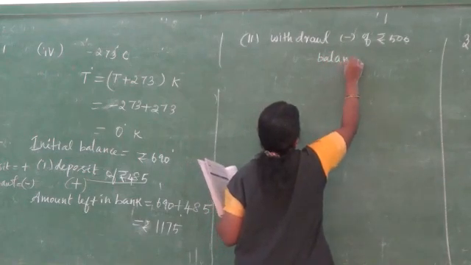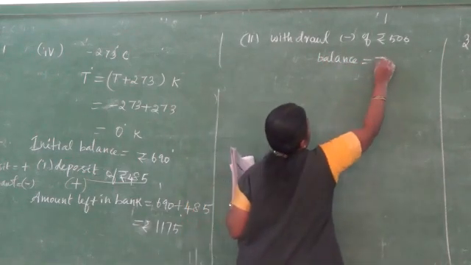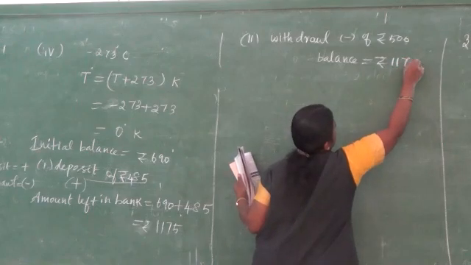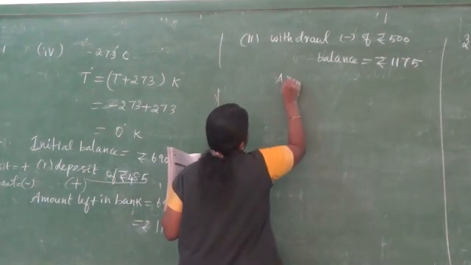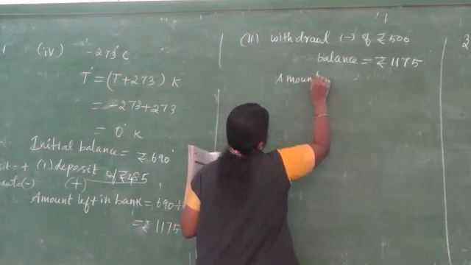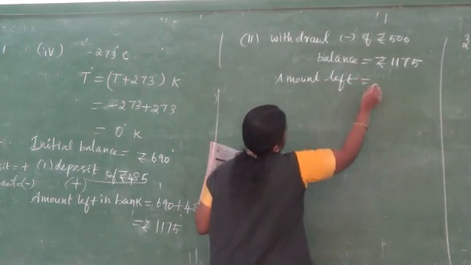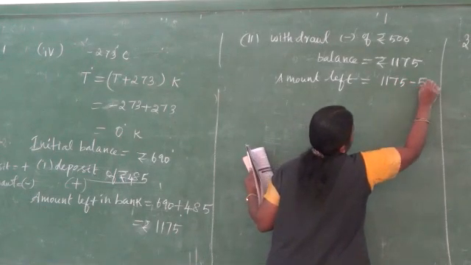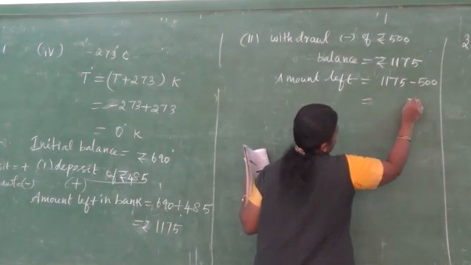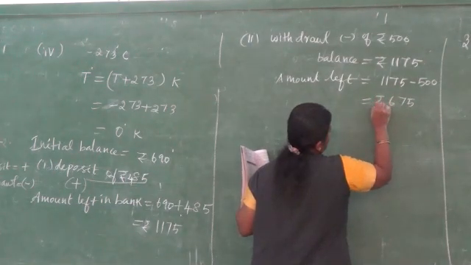Now balance equal to 1175. So now the withdrawal amount. Now what is the amount left? Minus 500. If you are subtracting, 5, 7, 6.